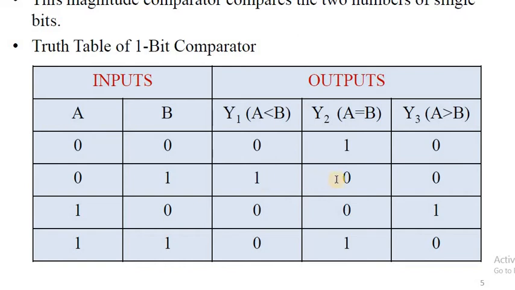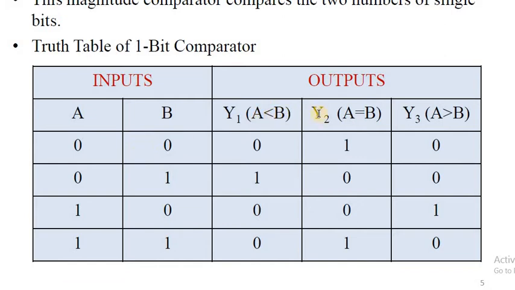This is 1 and others are 0. After that, when we consider A and B, in the next step, A is 1, B is 0, A is greater than B. Therefore, this is 1 and all others are 0. In that last step, here 1 which is equal to 1 means A is equal to B. This is 1.